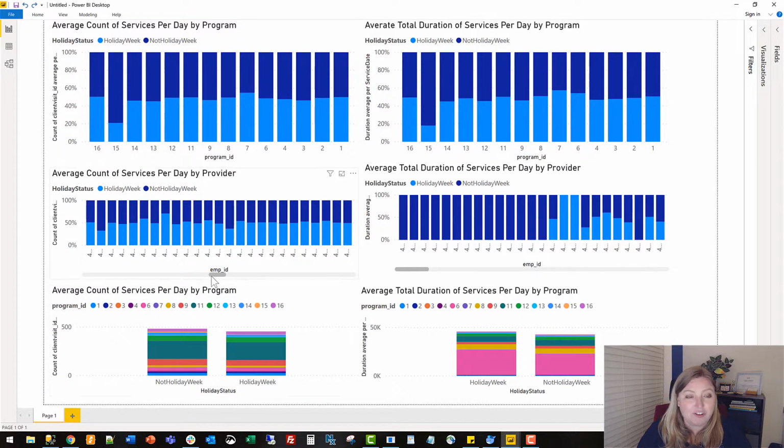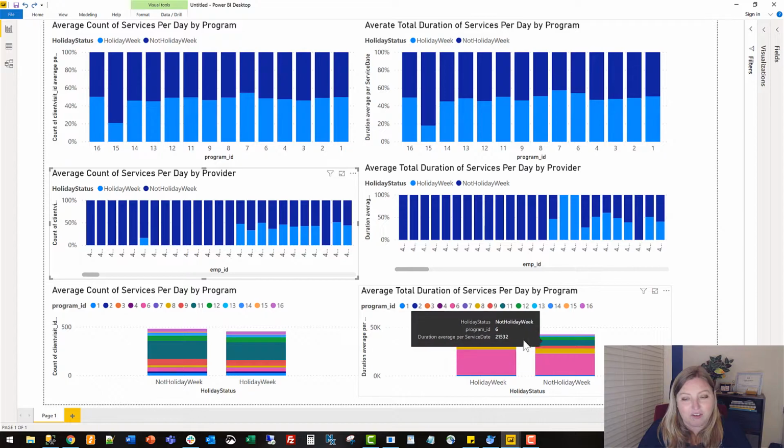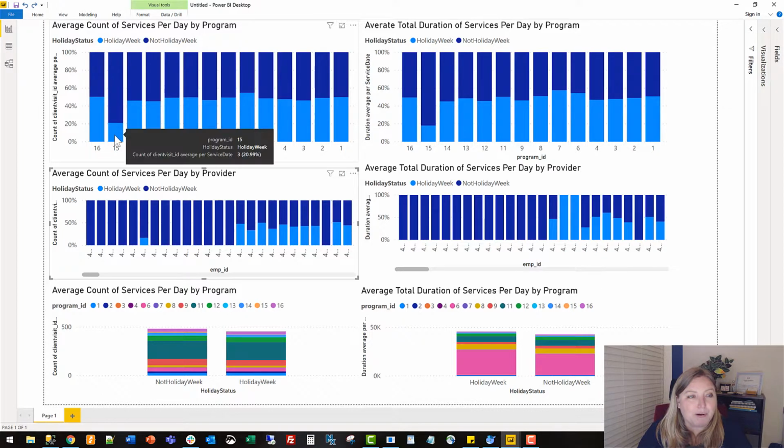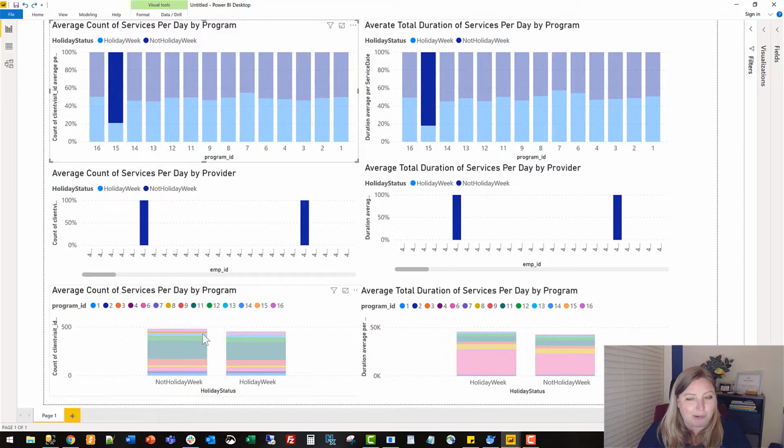And then just to get a better idea of how big of a difference those differences would make, I have these charts down here, which are more cumulative for all the services at an agency and the duration of services at an agency, but then broken down by program. Because as you can see up here, program 15 has the most variation in services, but they're not a very big proportion of the overall services.